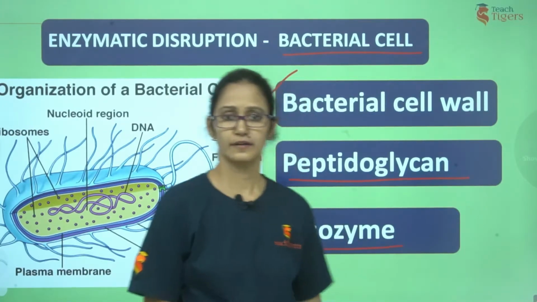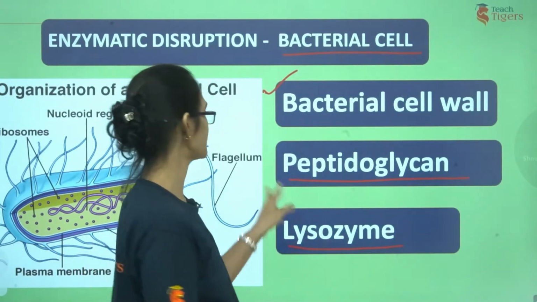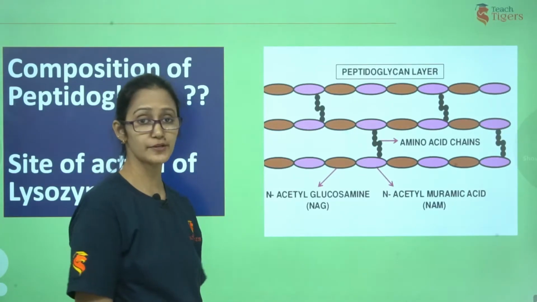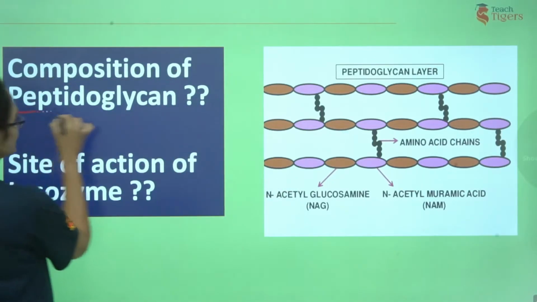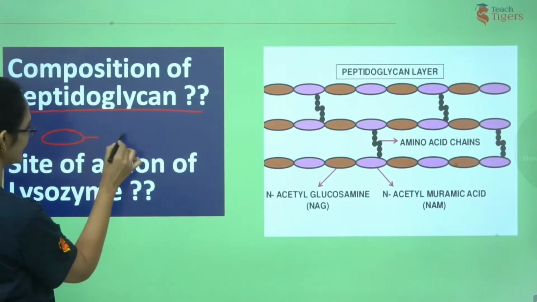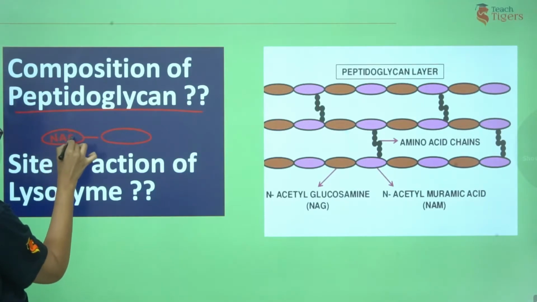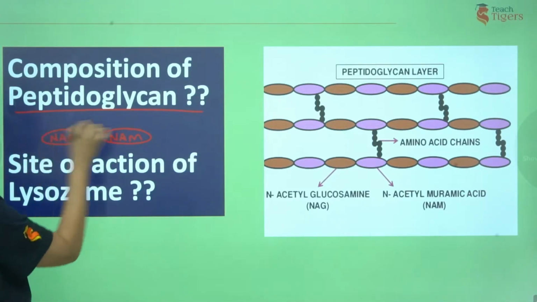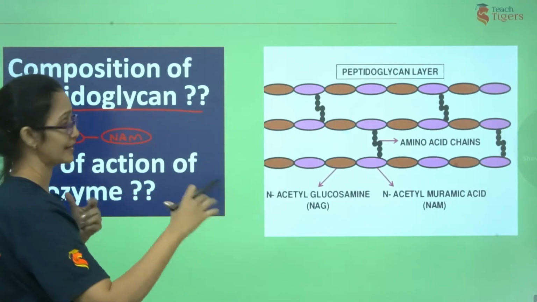So here let us see the way by which lysozyme is going to break the bacterial cell wall. As I told you, the peptidoglycan layer is made up of two units. This is the composition of the peptidoglycan. It is made up of two derived sugars which are repeated again and again. One is N-acyl glucosamine and the other one is N-acyl muramic acid. Now this unit is repeated continuously to form long chains of sugars called glycans.